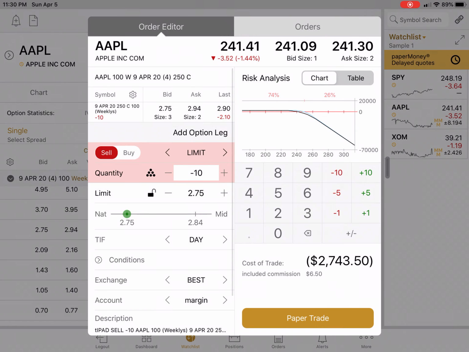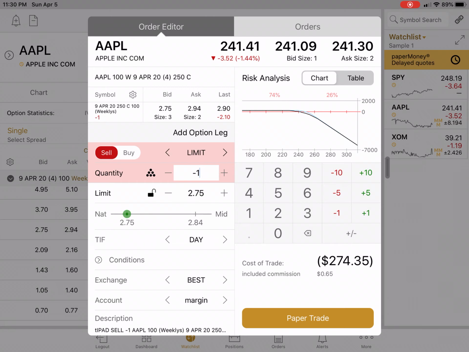So I tap on 275 and I have the order editor, and notice this time I have the sell selected, and there's -10 for the quantity. I want to make that -1 simply because I want to do one contract and not 10. Notice right underneath Apple you can see the current position that I chose, and that is a naked call that I'm writing for April the 9th at $250 call strike price.